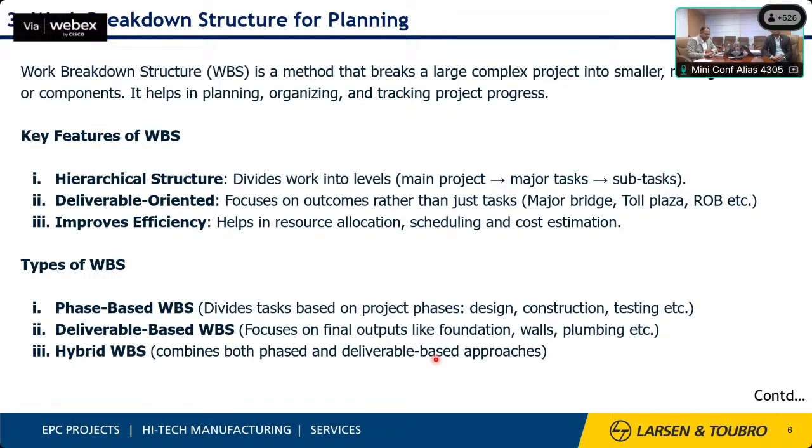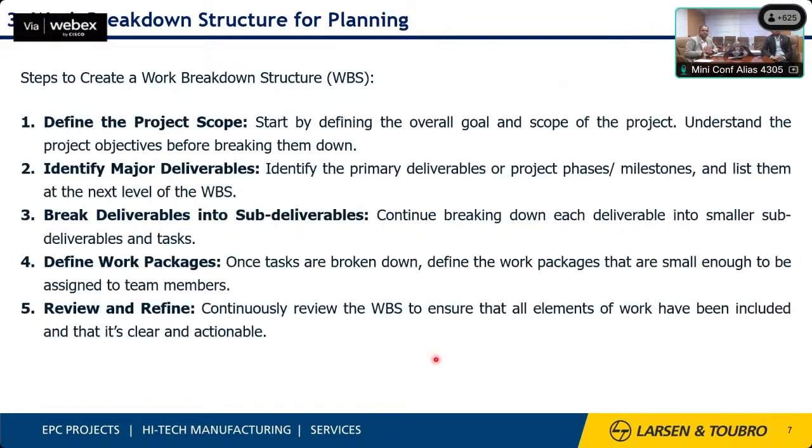I will continue in the next slide, where these are the steps to develop the work breakdown structure. First, to develop a work breakdown structure, we have to define the scope of the work and what the major deliverables are. It should be phase-wise or based on milestones, and further divided into small deliverables that can be managed, and each deliverable has multiple work packages. It can be further reviewed and refined based on the requirement, from project to project.